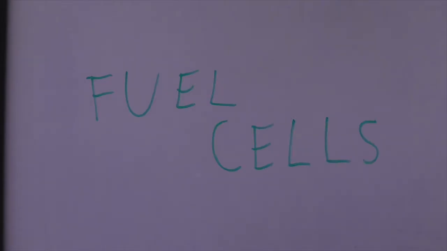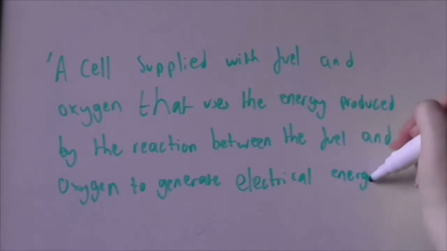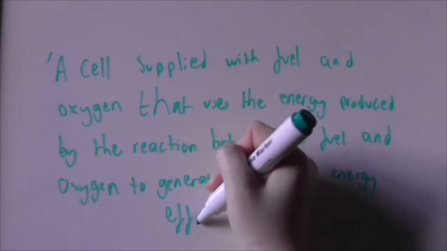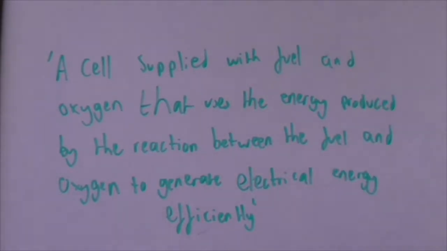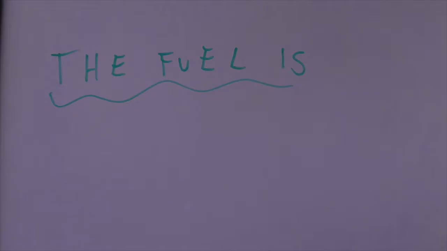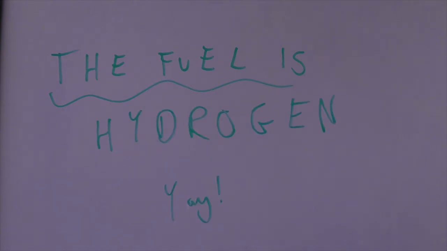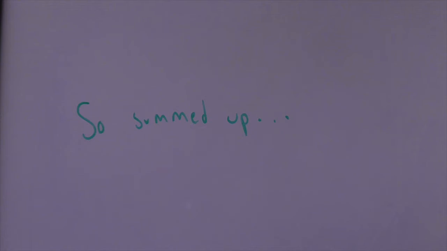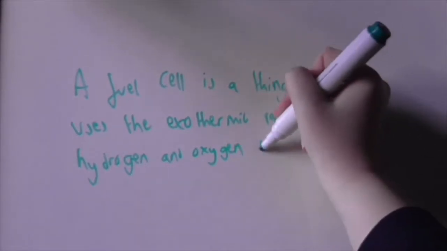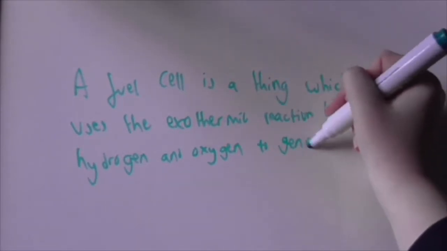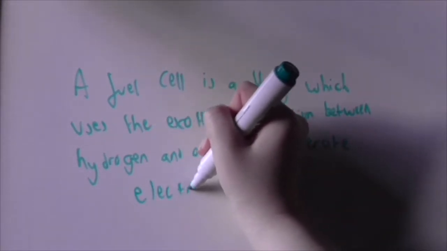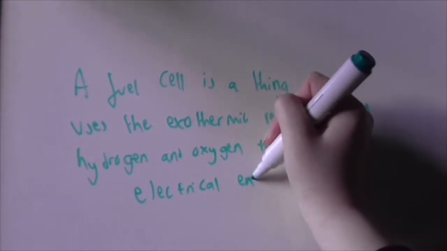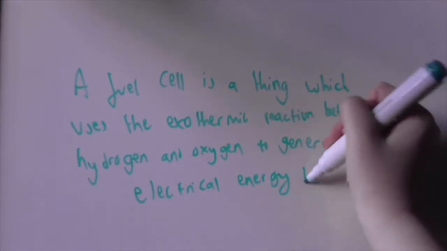This is the reaction that happens in a fuel cell. The definition of a fuel cell is quite long. It's a cell supplied with fuel and oxygen that uses the energy produced by the reaction between the fuel and oxygen to generate electrical energy efficiently. The fuel is hydrogen, as you might have guessed from the fact that we had to look at the reaction between hydrogen and oxygen. So summed up, a fuel cell uses the exothermic reaction between hydrogen and oxygen, something we looked at earlier, to generate electrical energy. The efficiency of this is something we will be coming back to, and really it's not that hard, it's basically just a bit of factual recall.